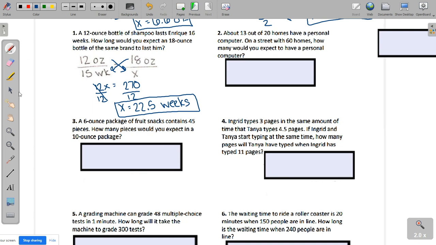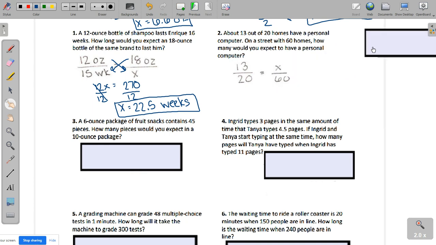Let's check the setup for number 2. You should have 13 out of 20 is equal to X over 60. And then when you cross multiply, you get 20X equaling 780. Divide both sides by 20. 20's cancel, and you're left with X equal to 39 homes.